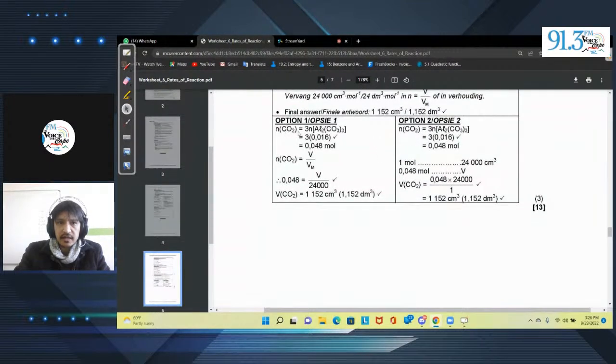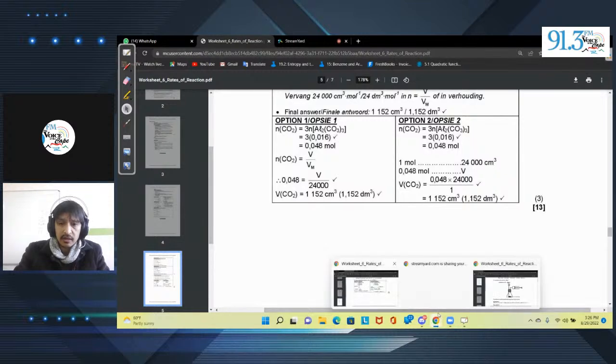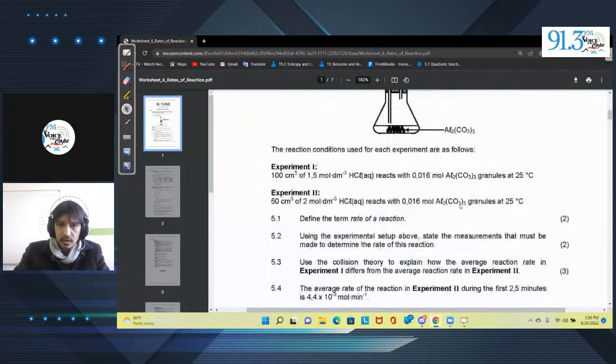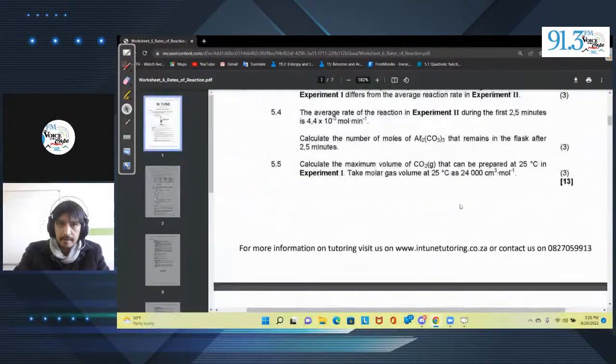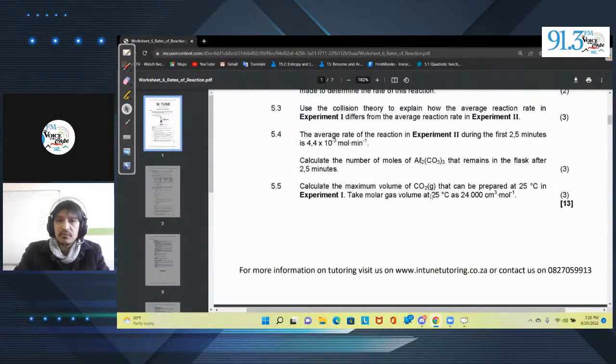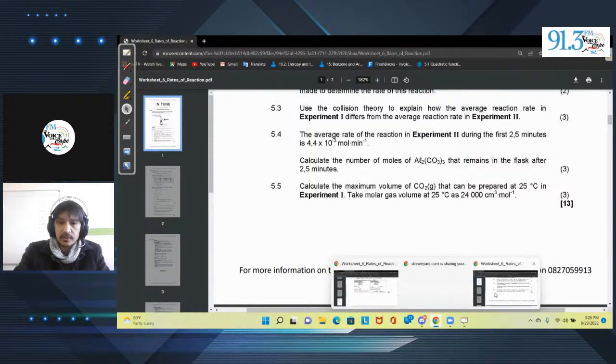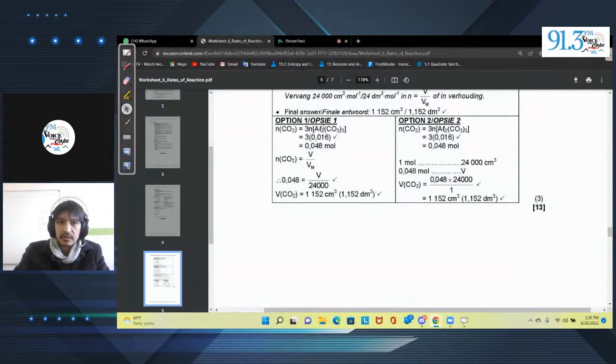So they said n equals 3 times the number of moles of aluminum carbonate, and we find that the number of moles of carbon dioxide is 0.048 mole. We then make that the subject of the formula, because the question asked, and if we double check, we'll go back and take a look. The question asked us to calculate the maximum volume of carbon dioxide, hence us using this specific equation. We want to find the maximum amount of carbon dioxide in terms of volume.